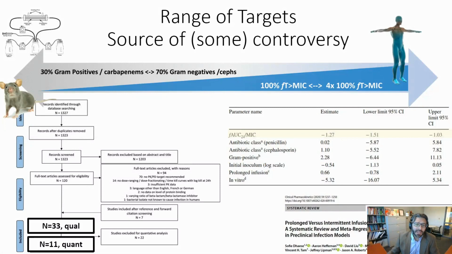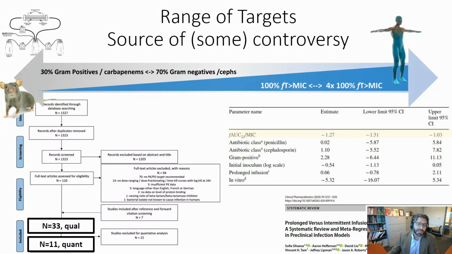And what you can see is that you really need this time over MIC to be about 30 to 70% for most of our bacteria that you would encounter in clinical practice. And that's true for a variety of beta-lactams. Penicillins require a little bit less, carbapenems even less yet, and cephalosporins a little bit more, but somewhere in that range of 30 to 70%.